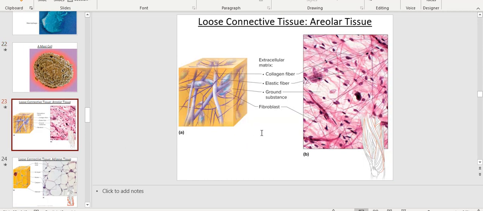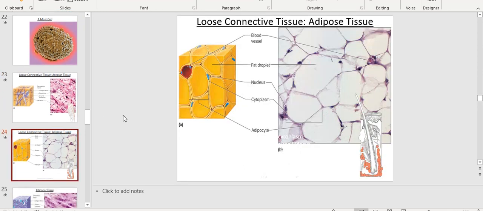Loose connective tissue, areolar tissue, extracellular matrix, collagen fibers. You see them there? It's this matrix of all these fibers that are kind of woven together. And you'll see there elastin fibers, and there are your fibroblasts all in here. Here's your adipose tissue, your fat tissue, and you'll see there blood vessels are all in there, okay? And there you go. Good.